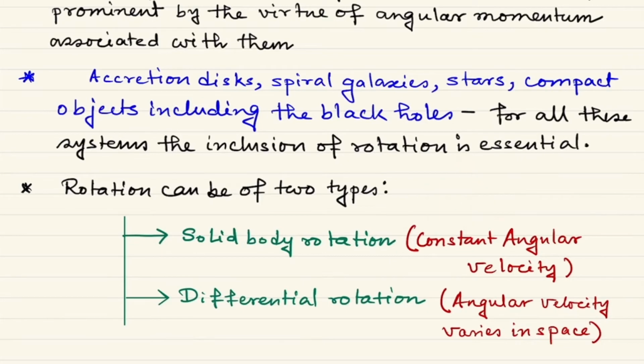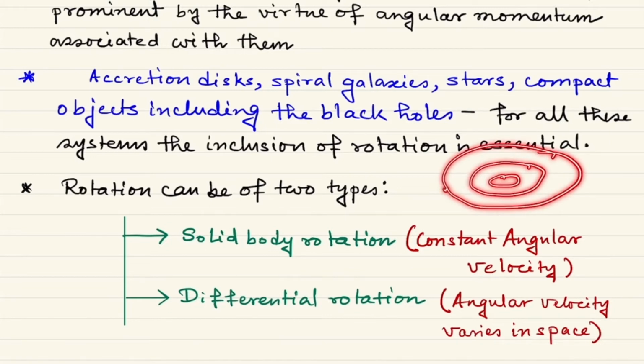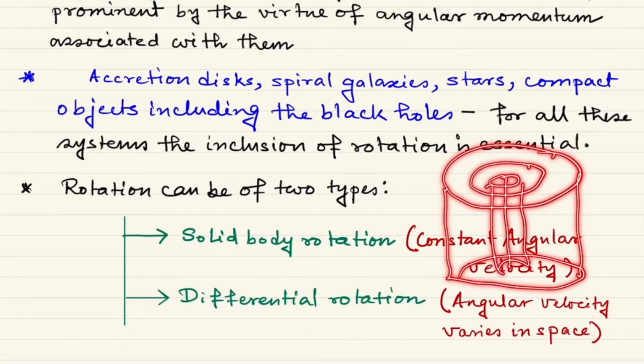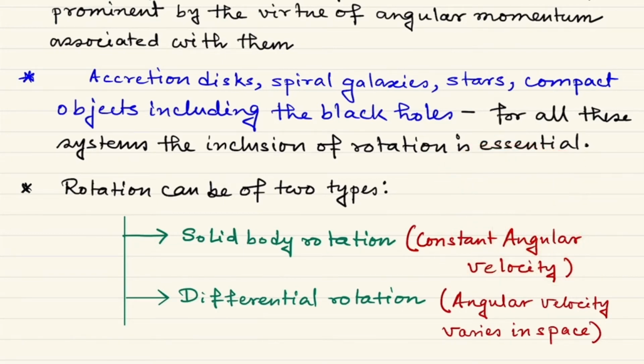For a solid body rotation, if you assume concentric shells or concentric cylindrical shells, then they have a linear velocity gradient, but they don't have any angular velocity gradient. On the other hand, for differential rotation, both the angular velocity and the linear velocity vary in space, so we have a linear velocity gradient as well as an angular velocity gradient.